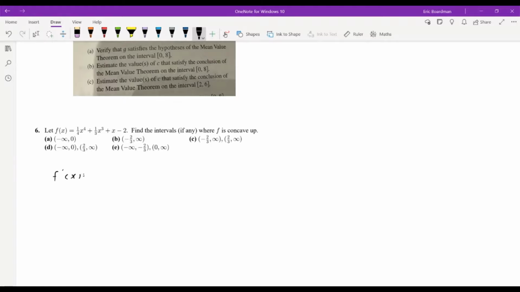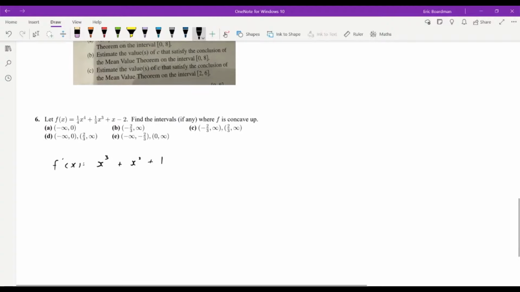So f prime of x equals, with the power rule, you take the power down. So that's 4 times 1/4, which is just 1, so this is just x cubed, plus 1/3 x cubed, that's just x squared. Then plus x, that's just 1. And then the derivative of a constant, in this case -2, is just 0. So that's our first derivative.